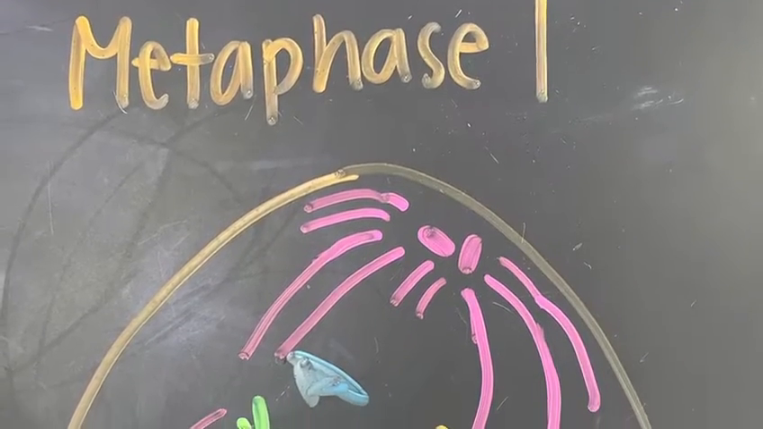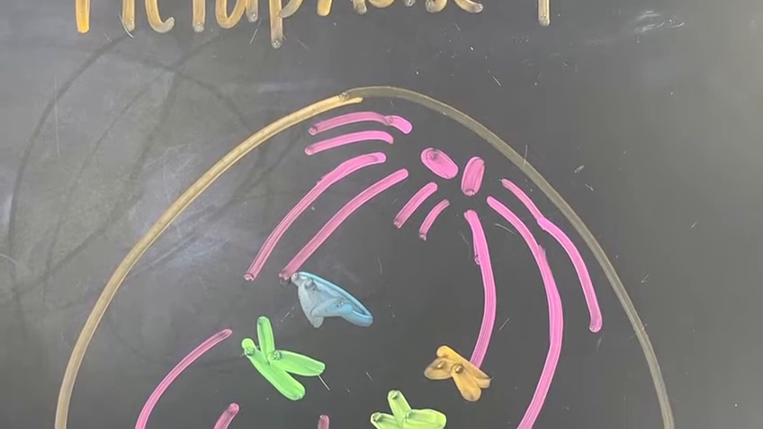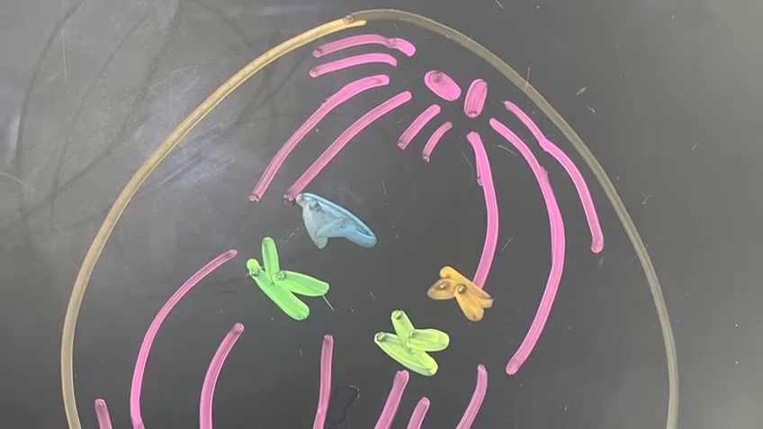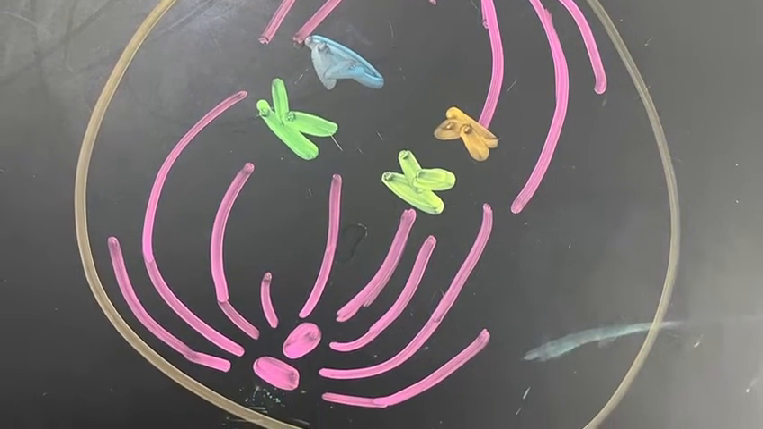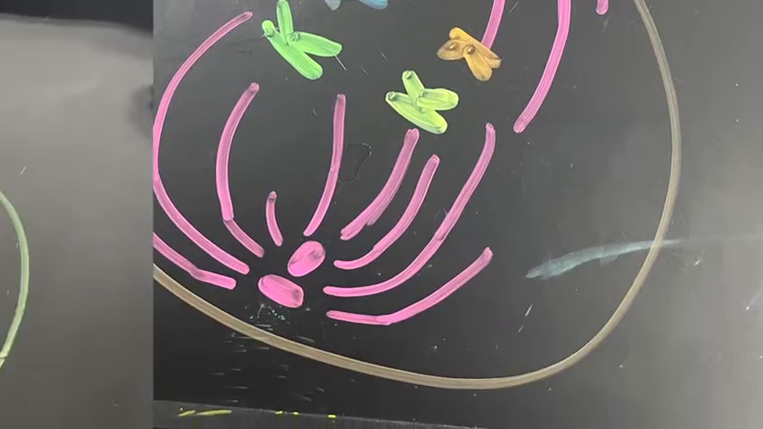In metaphase 1, the paired homologous chromosomes line up across the equatorial plate. Independent assortment occurs in metaphase 1, where genes for different traits can separate independently during the formation of gametes.